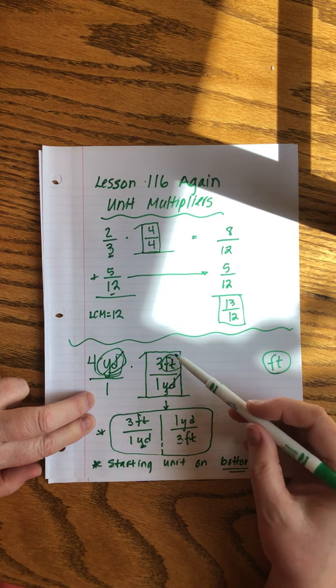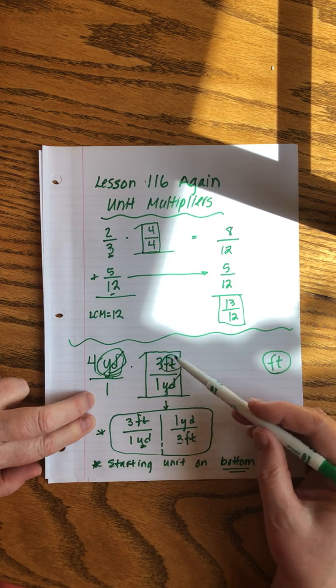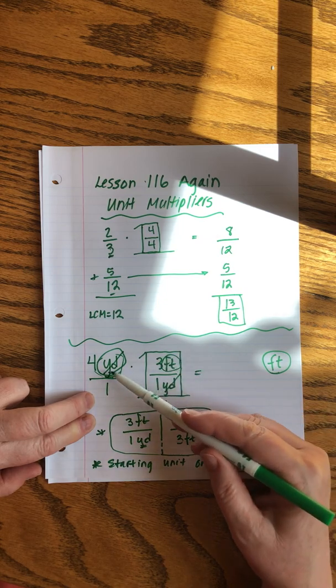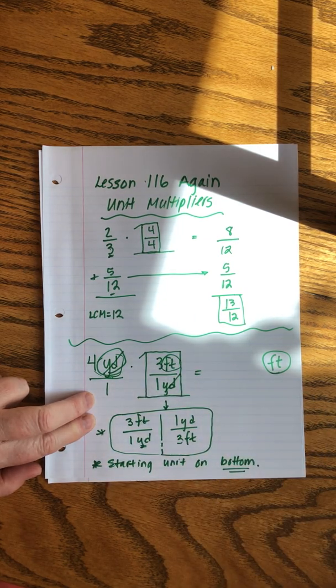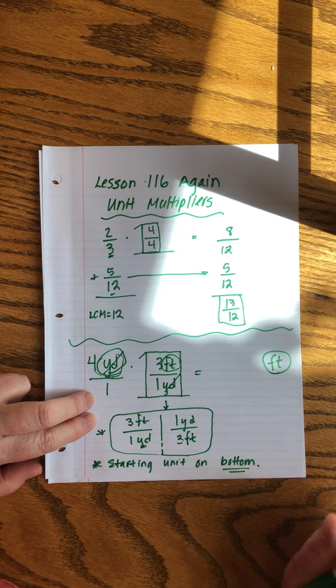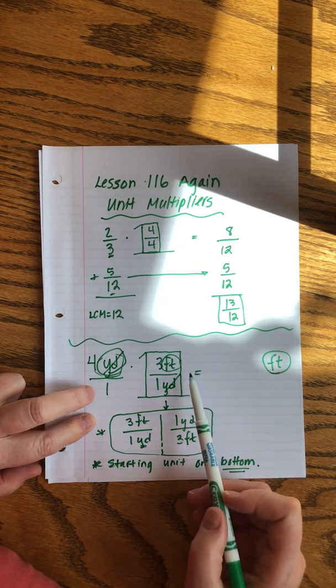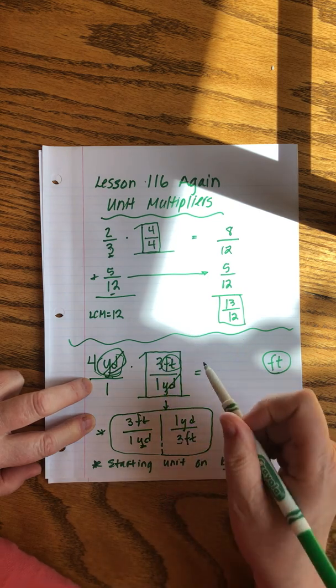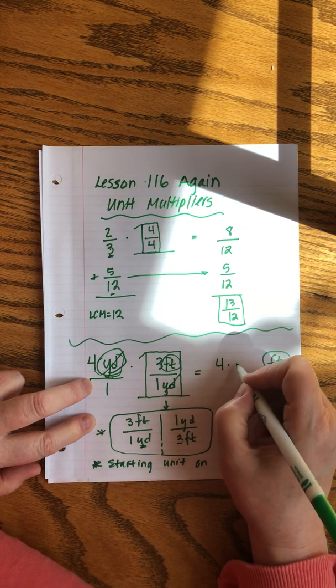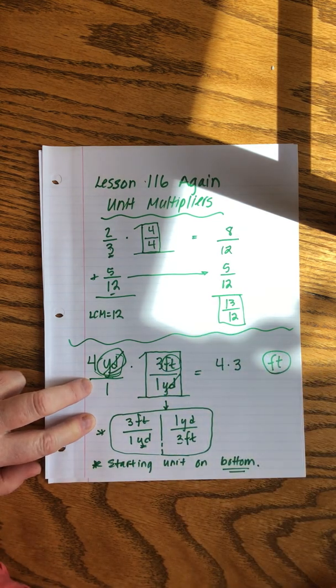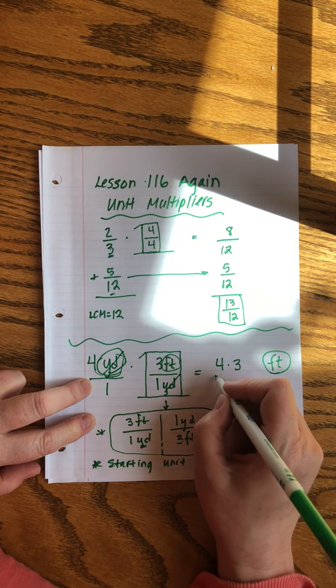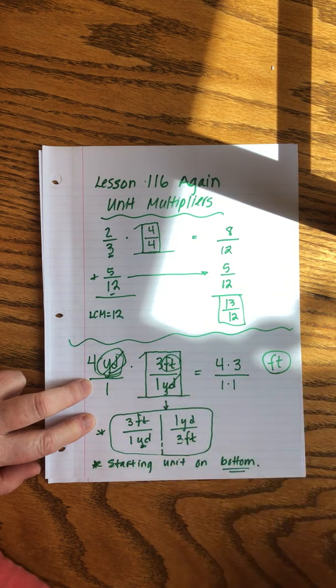So this shows us that we have done our work properly. When our desired unit is the one that's left after we cancel, then we know we did it, we're good. Now all we have to do is gather up the numbers and simplify those. So here's my equal sign. 4 times 3 are the numbers left in the numerator, and on the bottom, 1 times 1.